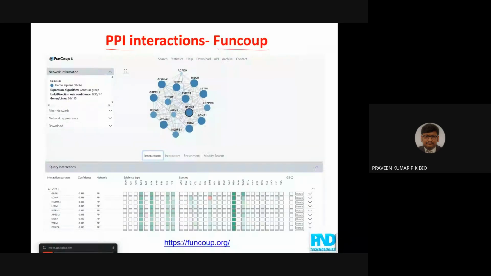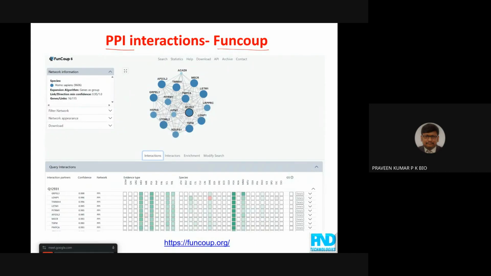Like STRING, we can also visualize the PPI, that is protein-protein interactions, through a database called FunCoup. It looks very user-friendly and very interesting. If you search for a particular target, they just named it FunCoup, and here you simply have to search for a particular target. Whatever particular target we search, we can see the interacting proteins.